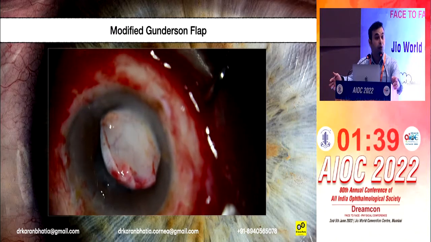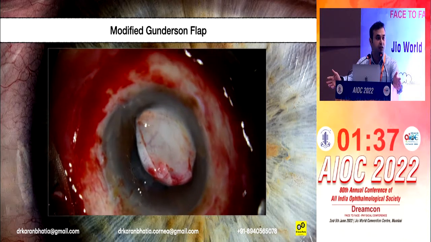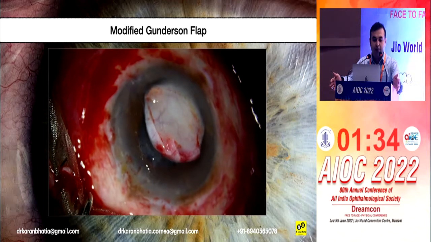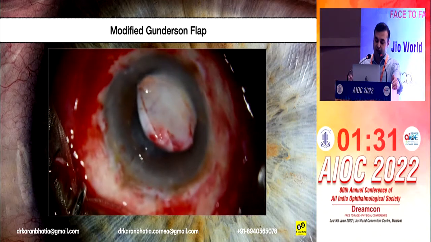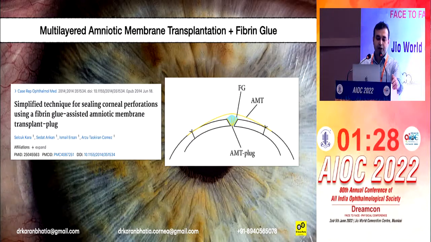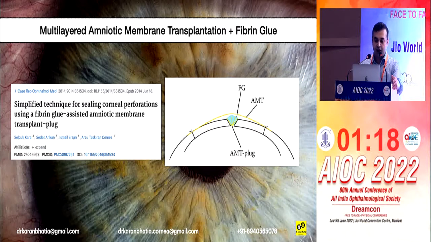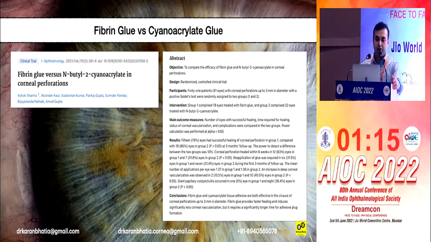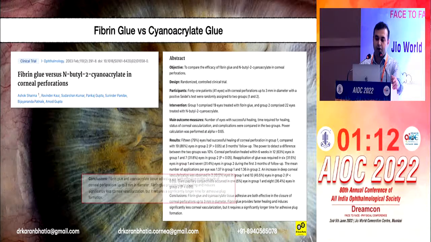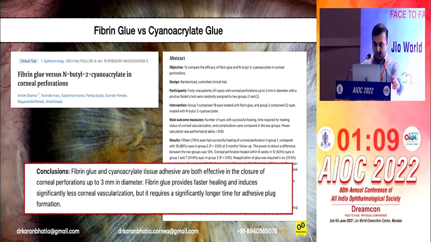This is when I was about to do a keratoplasty. So if you do it with a thick Tenon's, or even if you do a thick Tenon's patch graft, you can manage to save the eye in situations like this, as you can see. There have been literature reports of using a multi-layered amniotic membrane along with fibrin glue, where you can tuck it, with an AMT plug in the center of the perforation, then again cover with the amniotic membrane. There have been reports of using fibrin glue as well as cyanoacrylate glue, but fibrin glue provides faster healing and induces significantly less corneal vascularization, while the strong adhesive effect is more with the cyanoacrylate glue.